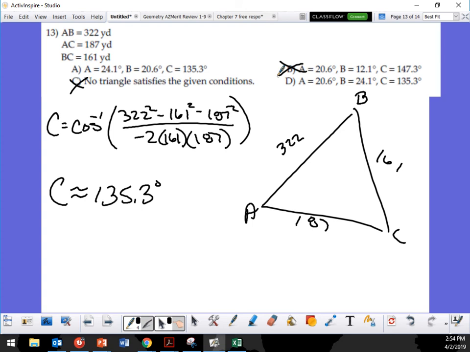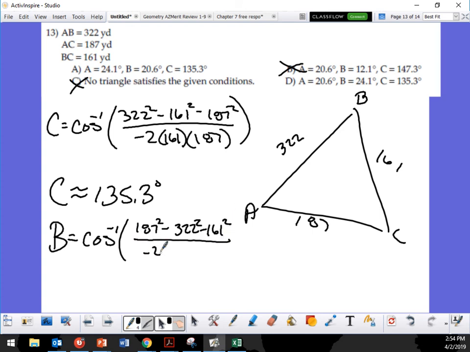Okay, so what do you want to solve for next? B. Solve for B? Yes. Okay. Big B equals inverse cosine of 187 squared minus 322 squared minus 161 squared over negative 2 times 322 times 161. Actually, I think you can figure out which one it is. Oh, A. Okay.